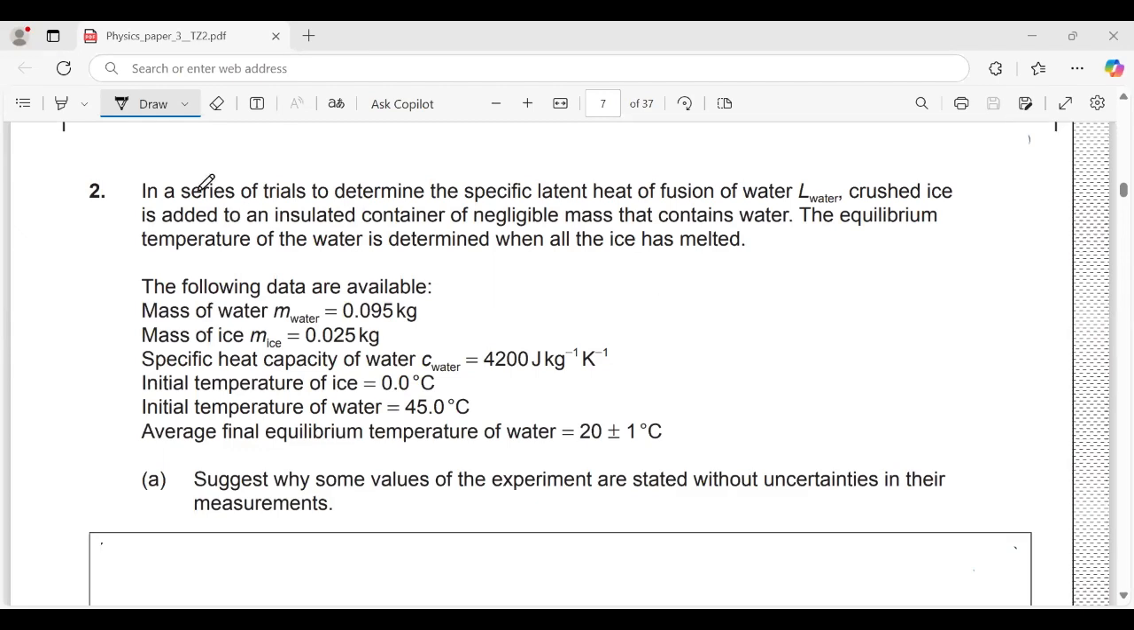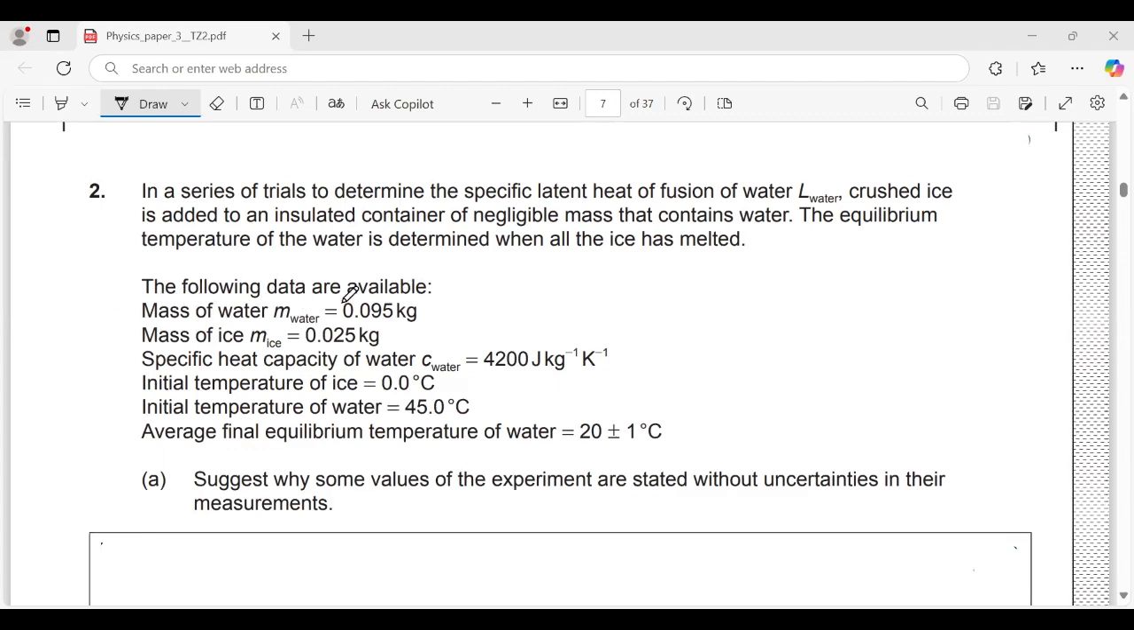Number two, in a series of trials to determine the specific latent heat of fusion of water, L water, ice is added to an insulated container of negligible mass that contains water. The equilibrium temperature of the water is determined when all the ice has melted. The following data are available.